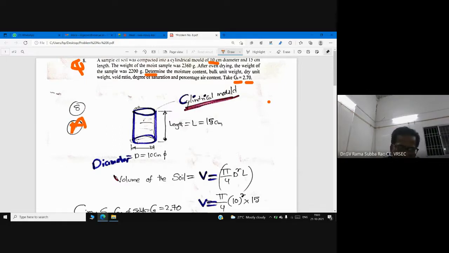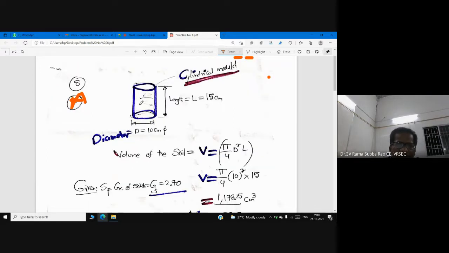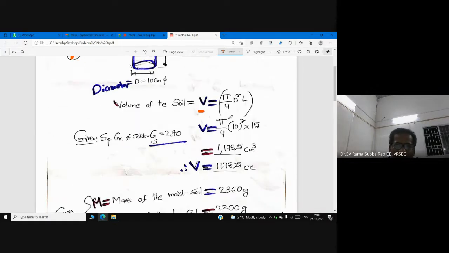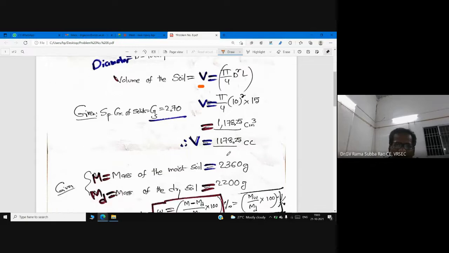The question has given a cylindrical mold where the soil is exactly compacted. So now I have the length and diameter of the soil sample, the core sample. With this, I can get the volume, because we know the volume of the cylinder is pi by 4 d square into L, or sometimes you can call it H, the height of the mold. So now I am getting pi by 4 into 10 square into 15. Here you see, it is very interesting: the volume of the mold is 1178.25 cc.